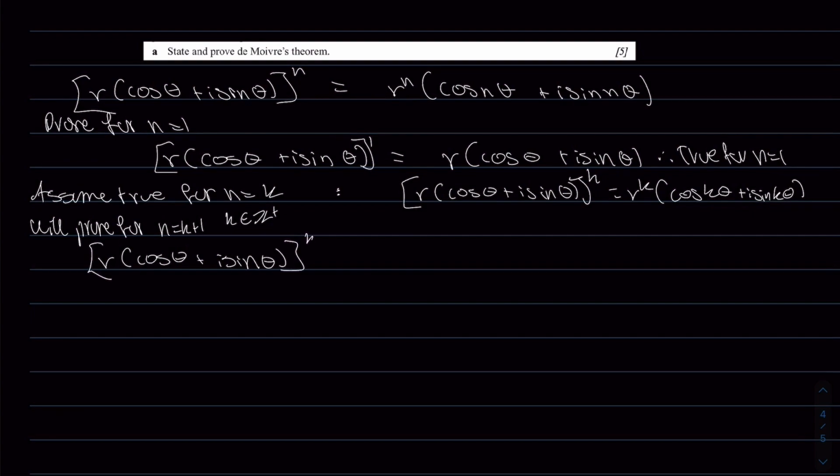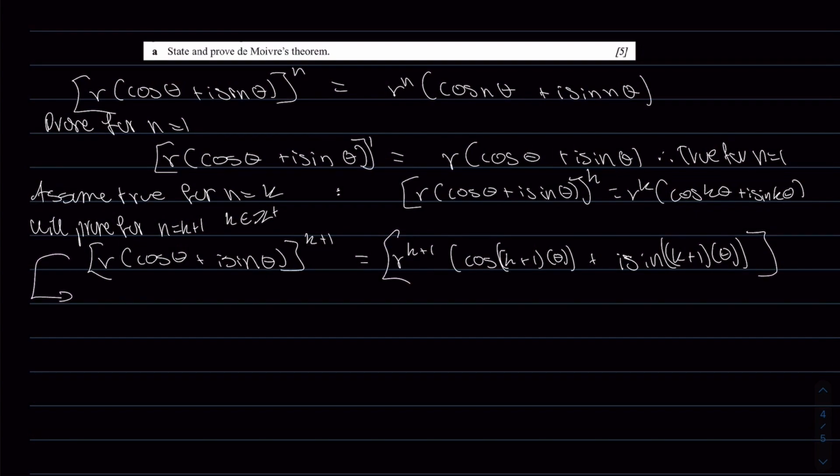So we raise our complex number to the power of k plus 1, and now we can rewrite it in the expanded form to see what we want to arrive at. Now, we can't just say that this is the proof, but this is what we want our final product to be from using the principle of mathematical induction.